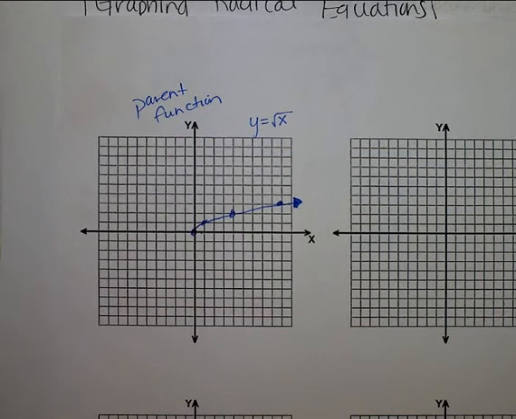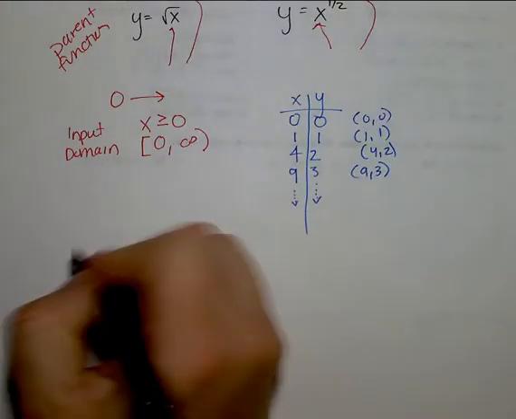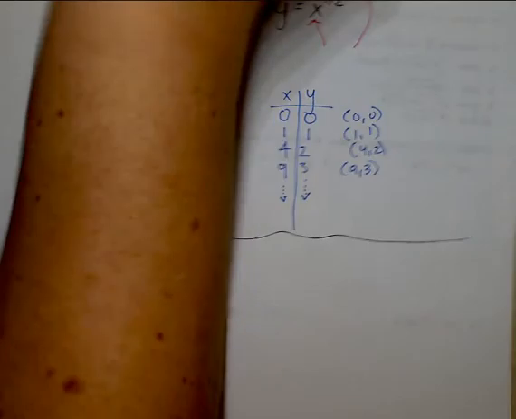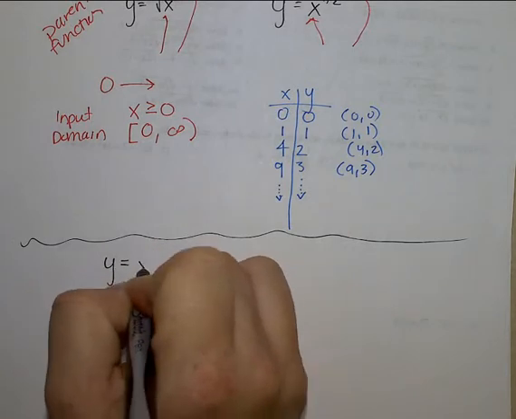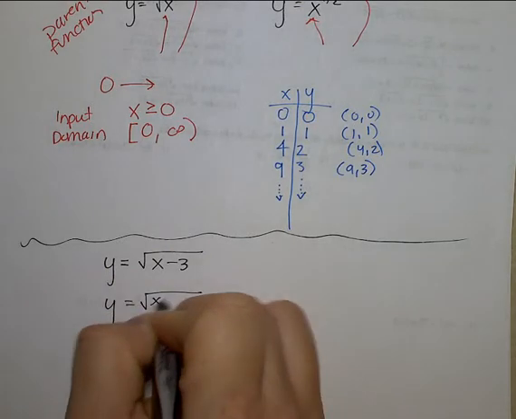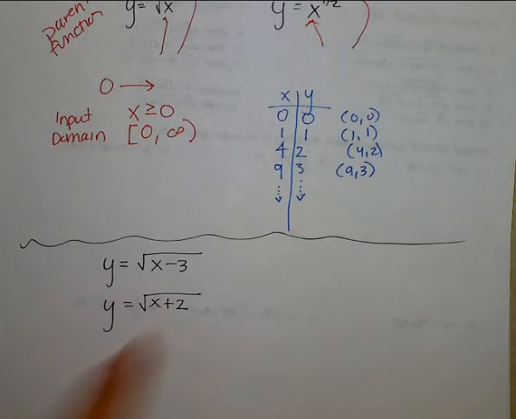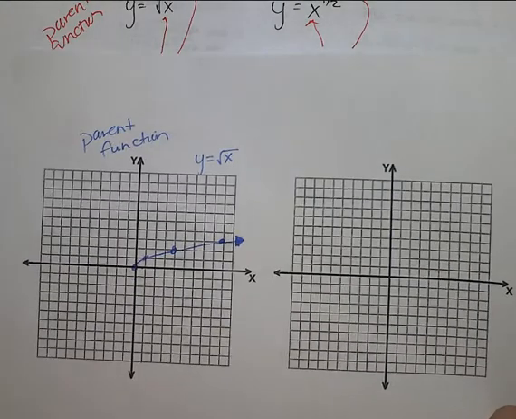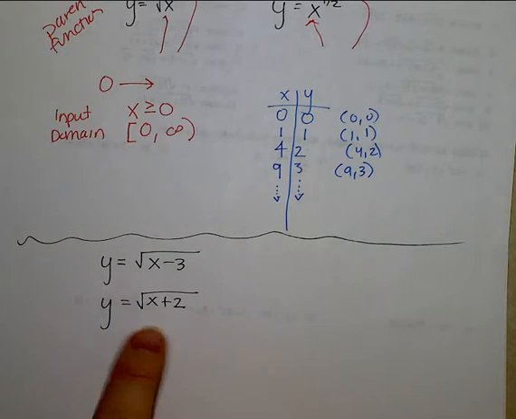Let's go ahead and talk about if we took that and translated it. Let's make some predictions. Don't write these down, let's just talk. Turn to your partner and, based on what you've learned up to this year, what do you think we would do with this parent function that I have graphed in blue right now? What would we do if we added a subtract 3 inside the radical or a plus 2? 10 seconds to talk to your partner, you don't have to write anything down.